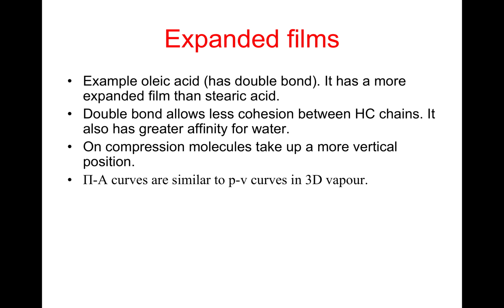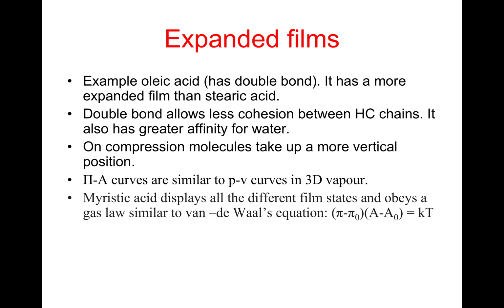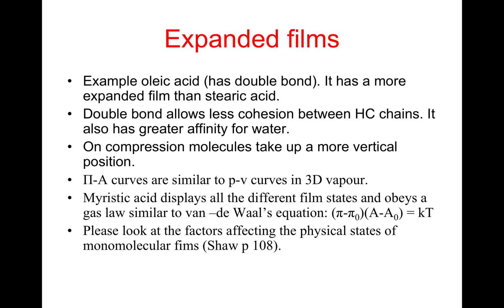Now, the pi A curves are similar to those of PV curves in 3 dimensions, as mentioned earlier. Myristic acid displays all the different film states, as we saw in the diagram before, and obeys a gas law similar to the van der Waals equation. That is, pi minus pi naught in brackets into A minus A naught in brackets is equal to kT. On your own, you should look at the factors affecting the physical state of monolayer films.